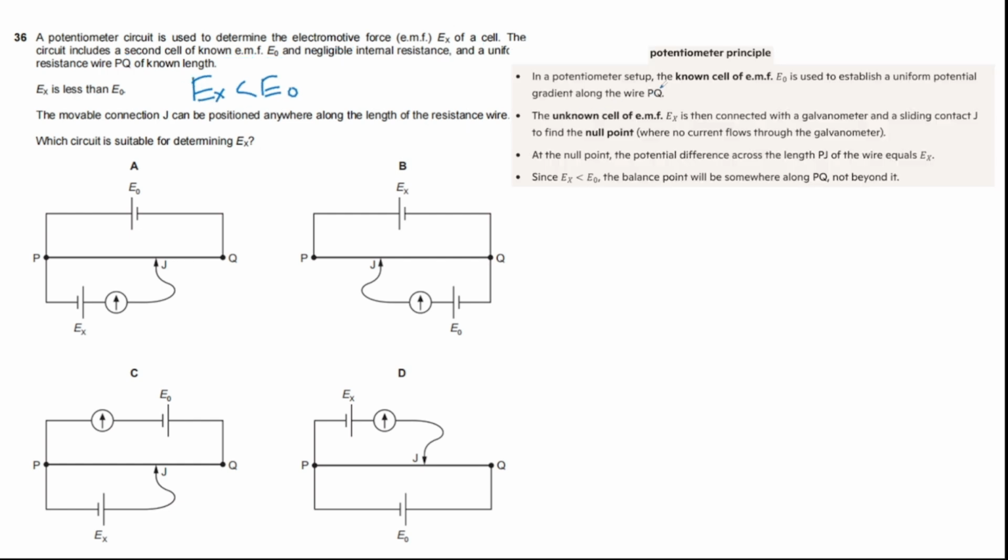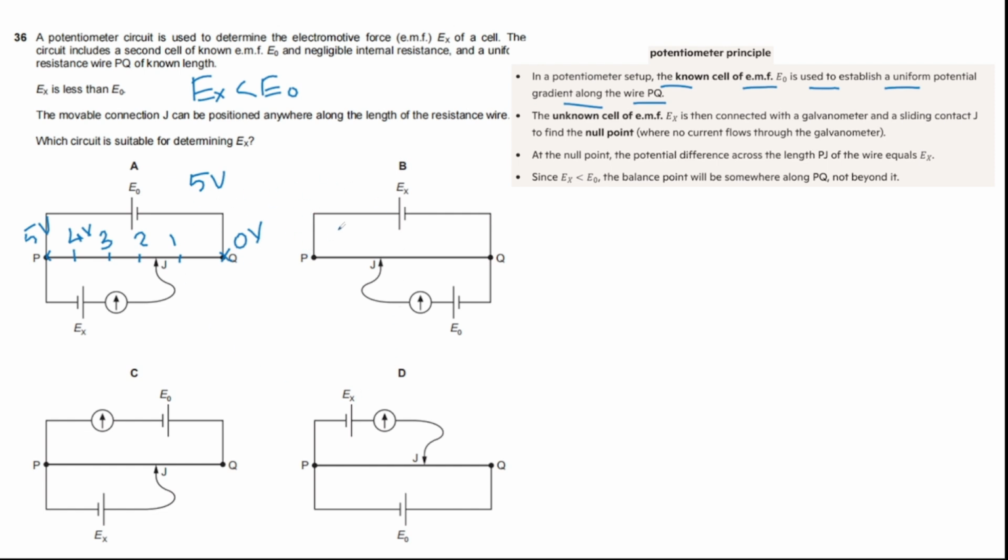In a potentiometer setup, a known cell of EMF E0 is used to establish a uniform potential gradient along the wire PQ. That's one of the conditions, so that you will get a uniform potential gradient. Suppose you are connecting 5 volt. At the positive end it will be 5 volt, the high potential. On the negative end it will be 0 volt. So along the length of PQ there is a decrease. At this point it may be 4, then 3, 2, 1, such that there is a potential gradient. So how can we check each of the options?